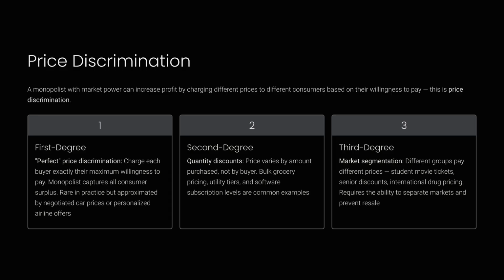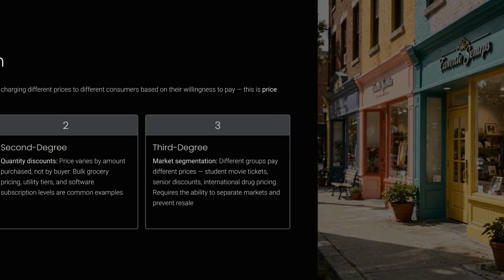Monopolists can increase profits through price discrimination by charging different prices to different consumers. There are 3 degrees: first degree, or perfect discrimination, second degree, or quantity discounts, and third degree, or market segmentation.